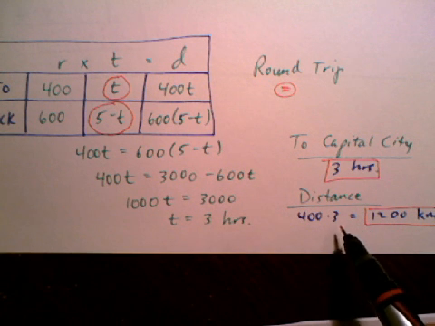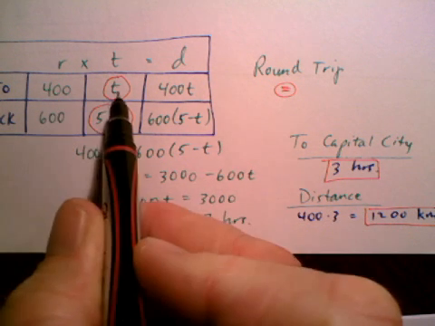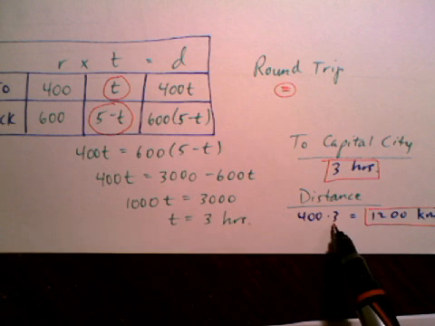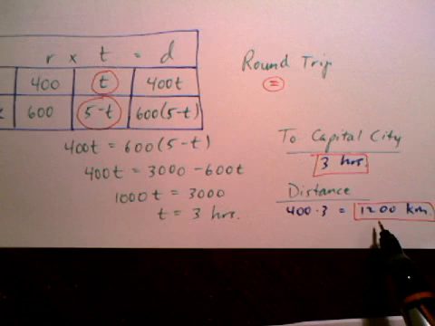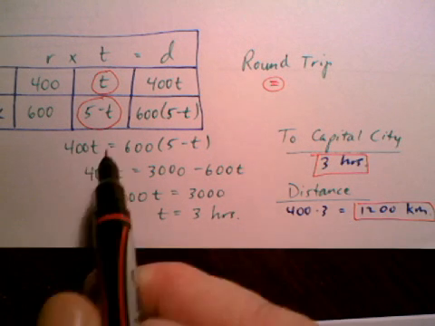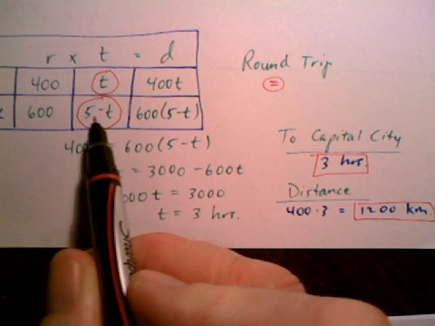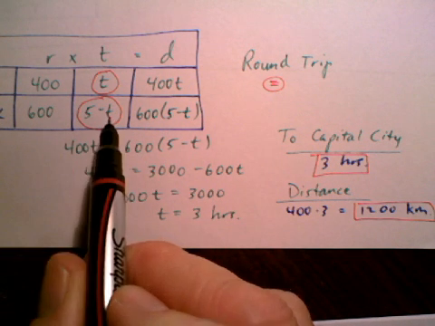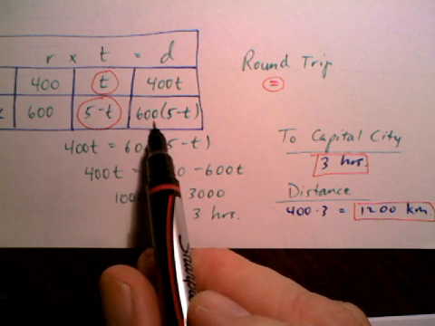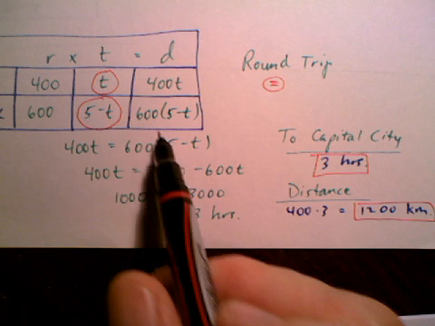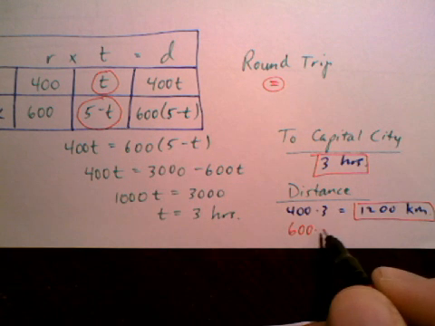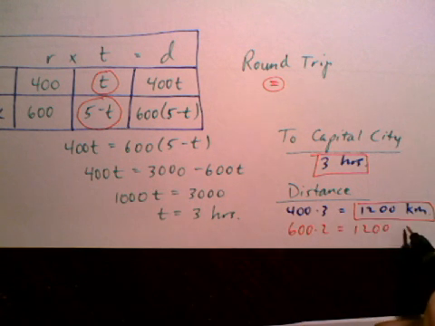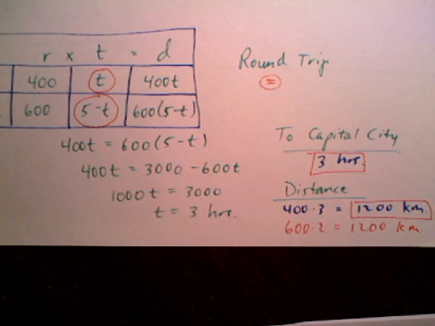Well, how far one way would be either 400 times 3, which is the way I did it, that was the easier of the 2, 1,200 kilometers, or if you subtracted 3 from 5, you'd get 600 times 2, which would be the distance coming back. So you could have done 600 times 2 and got 1,200 as well. Obviously the distance coming back has to be the same as the distance there. Okay, so that's page 1.